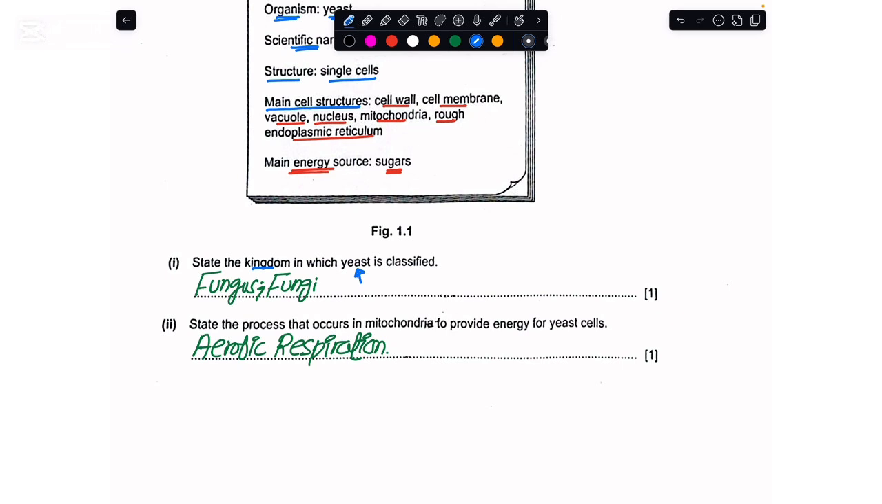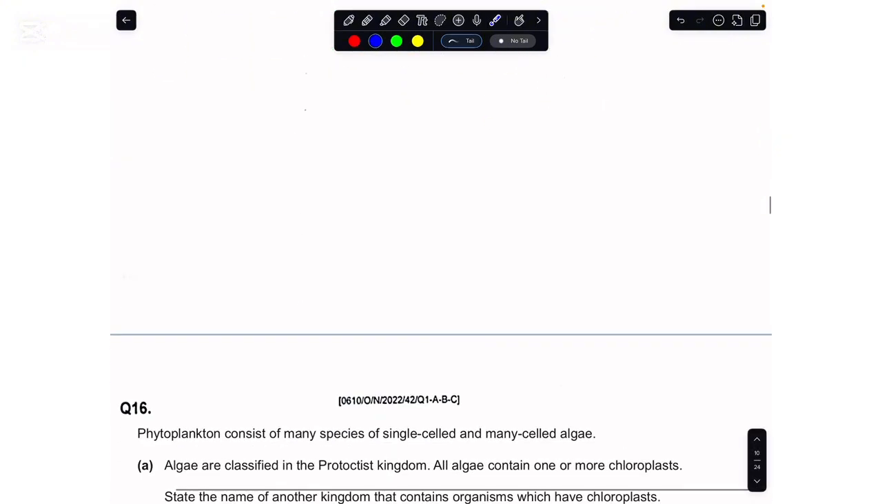Whenever the word mushroom, yeast, or mold comes up, they always belong to the fungus kingdom. Moving onward, they want us to state the process that takes place in the mitochondria and releases energy for the yeast cell. The answer is very simple: in the mitochondria, aerobic respiration is accomplished, and by that, the energy is released for these yeast cells that we have with us.